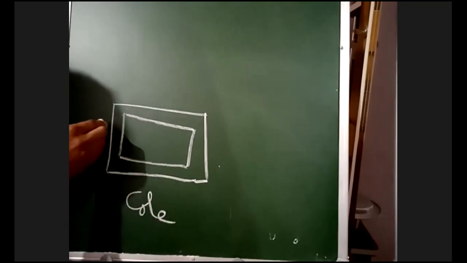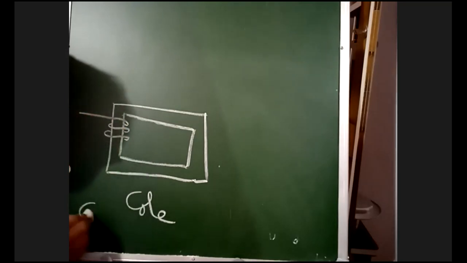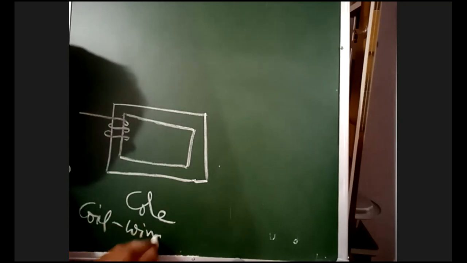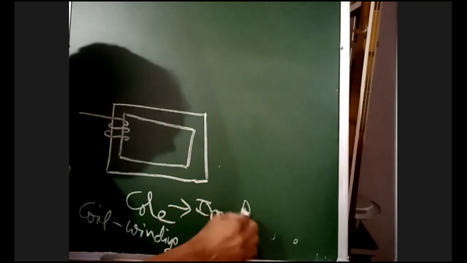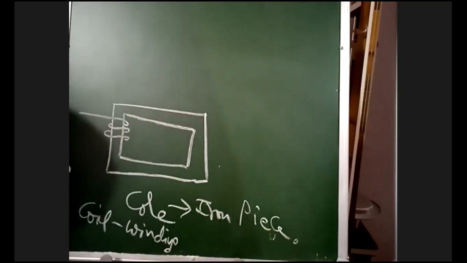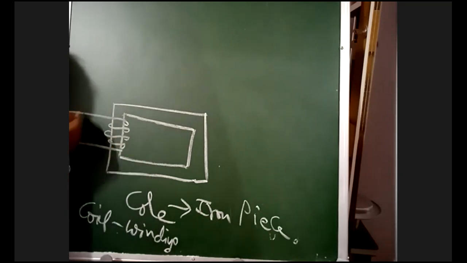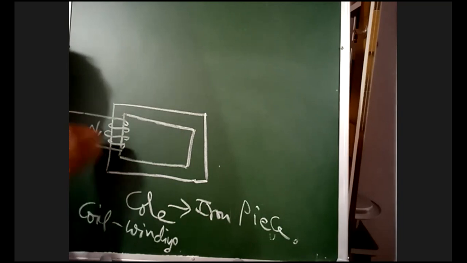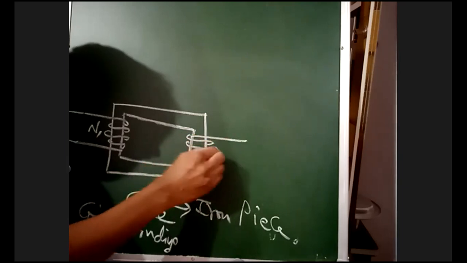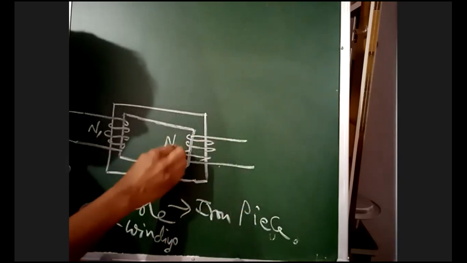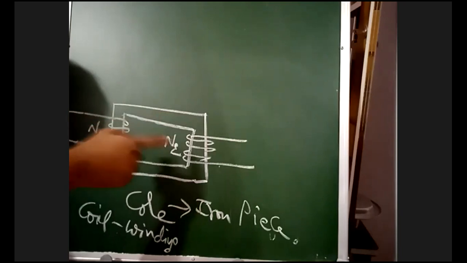Now on this core, I am placing the primary winding, coil. Coil means winding, copper wire. Core means iron piece or steel piece, whatever it may be. Now I am placing the winding like this. This is the primary winding having N1 turns. I am placing the secondary winding here, having N2 turns. On the iron piece, I am placing the primary winding and secondary winding.